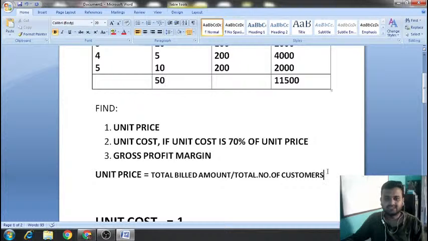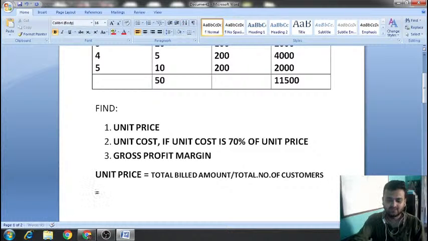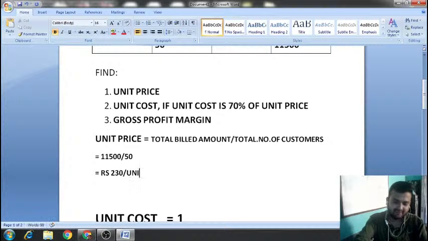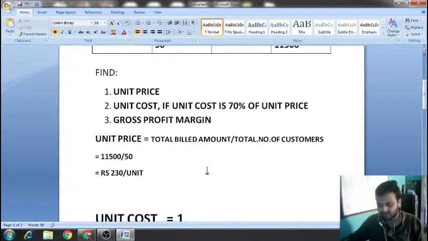Now what you have to do? You have to just divide this two. Okay? You just need to divide. Total billed amount is 11,500 divided by total number of customers. Your total number of customers is 50. So this will come to rupees 230 per unit. Always remember to write this word, per unit. Rupees 230 per unit. So 1 unit you are selling at rupees 230 per unit.